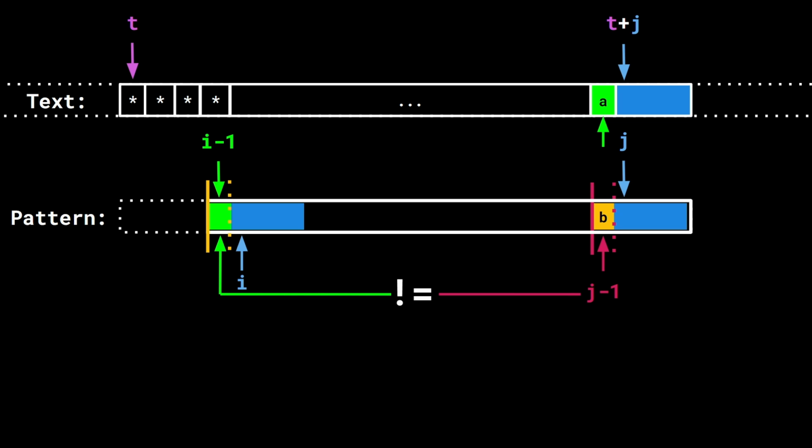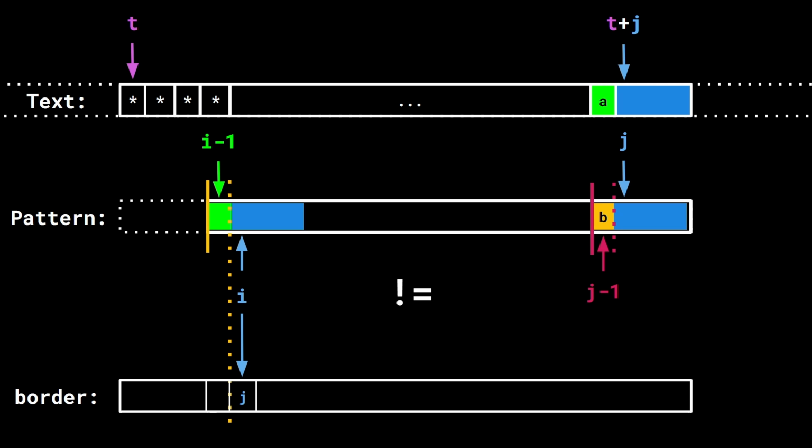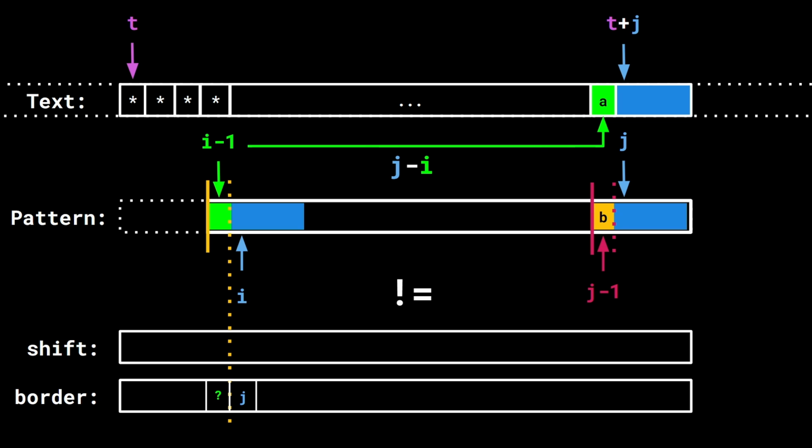What about now? If I add an i and i-1, yeah, it's the same situation as when we were looking for borders. So if we know that the border of i is j, then if p of i-1 is different than p of j-1, we want our character at position i-1 to be aligned with the character at position t plus j-1. And this distance is j-i. So we are going to build an array called shift to know that when we fail the comparison at position j-1, we will shift the pattern by j-i.